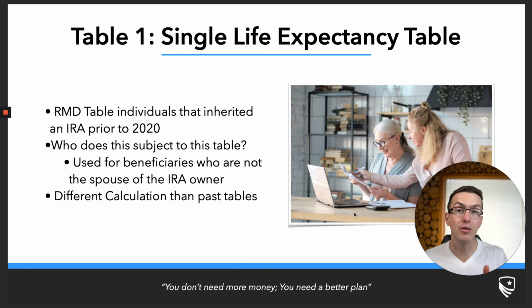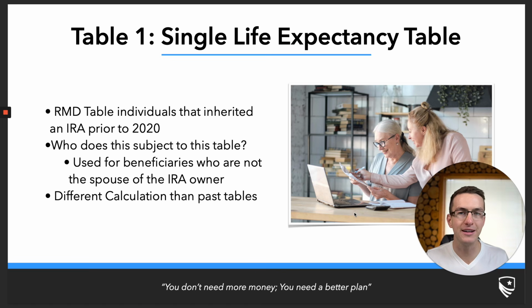Now, for those prior to 2020, you were on old rules. You were on something called stretch rules, meaning that when you inherited an IRA, there was a given distribution factor, very similar to how we calculate our own IRA RMDs, that laid out how much you need to take in any given year. The old stretch rules were much more forgiving, causing you to take out much less from your inherited IRAs than the new Secure Act 10-year rule does. But at the end of the day, who is subject to this given single life expectancy table? Once again, it's going to be used for beneficiaries who are not the spouse of the IRA owner.